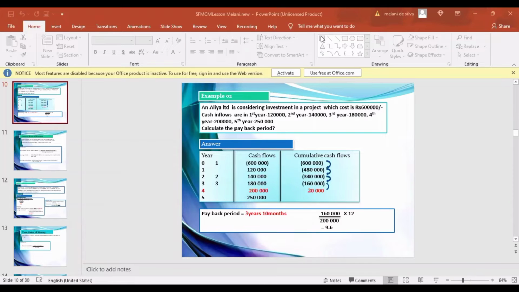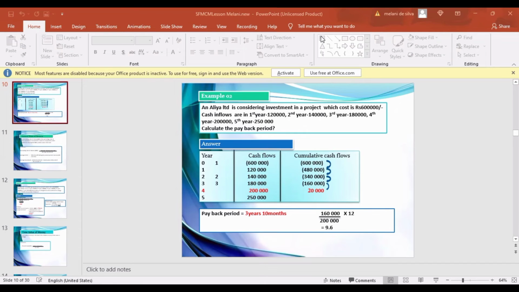Example number 2. We use this method to calculate the payback period when the annual cash flows are not equal. Okay, let's see. Annuity Limited is considering investment in a project which costs 6 lakhs. Cash inflows are, in first year 120,000, second year 140,000, third year 180,000, fourth year 2 lakh, fifth year 250,000.